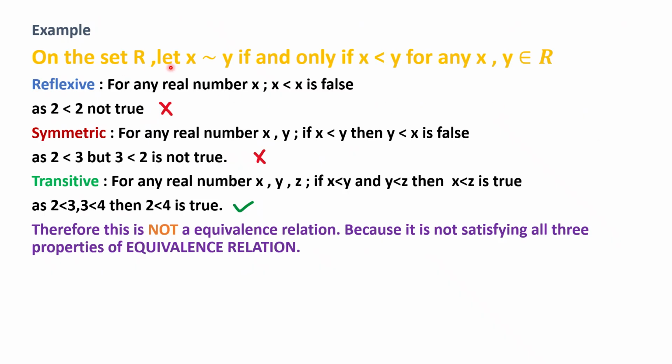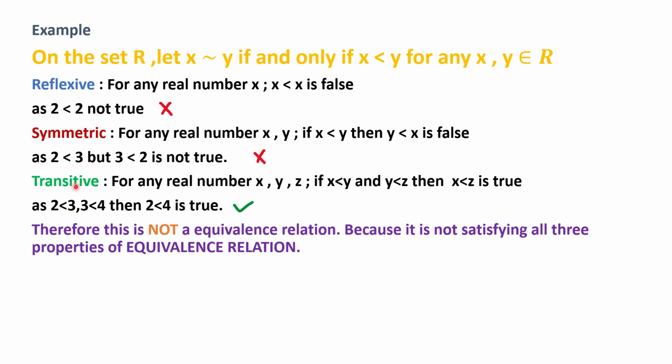See, on the set R, let x be in relation with y if and only if x is less than y, for any x, y belonging to R, the set of real numbers. Now see reflexive. For any real number x, x is less than x is a false statement, because 2 is less than 2 is not true. So reflexive is not satisfied. Symmetric: for any real numbers x, y, if x is less than y, then y is less than x is false, because 2 is less than 3, but 3 is less than 2 is not true. So symmetric is also not satisfied.